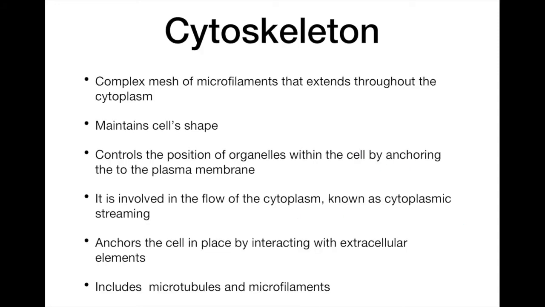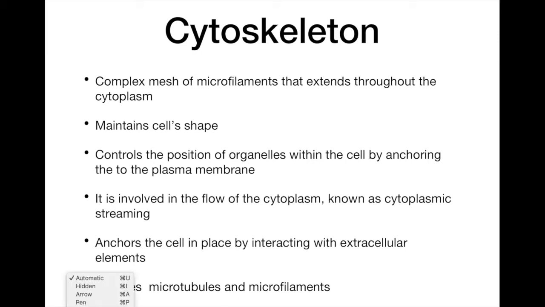Now we're going to talk about the cytoskeleton. So the cytoskeleton is a complex mesh of microfilaments that extends throughout the cytoplasm. It has several important roles. First of all, it maintains the cell's shape. Second of all, it controls the position of organelles within the cell by anchoring them to the plasma membrane.